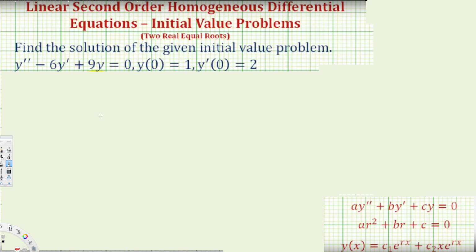What's going on, guys? Let's look at this problem right here. This question is asking to find the solution of the given initial value problem, and here we have a differential equation, and if you look at this one, this is matching with this pattern.